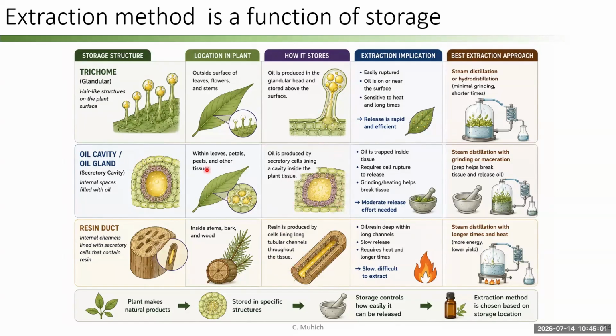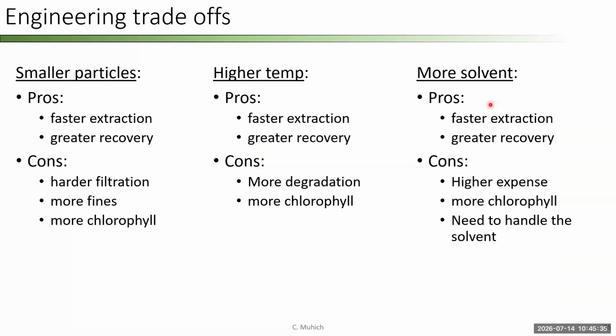If I look at the oil cavities and the resin ducts, the oil cavities tend to sit near the leaves while the resin ducts sit farther in, right? So these resin ducts have to move greater distances. Greater distances mean longer times, or a higher heat, right? So all of these pieces are coming in to help us think about how we are going to engineer this system. And of course, there are engineering trade-offs with this.